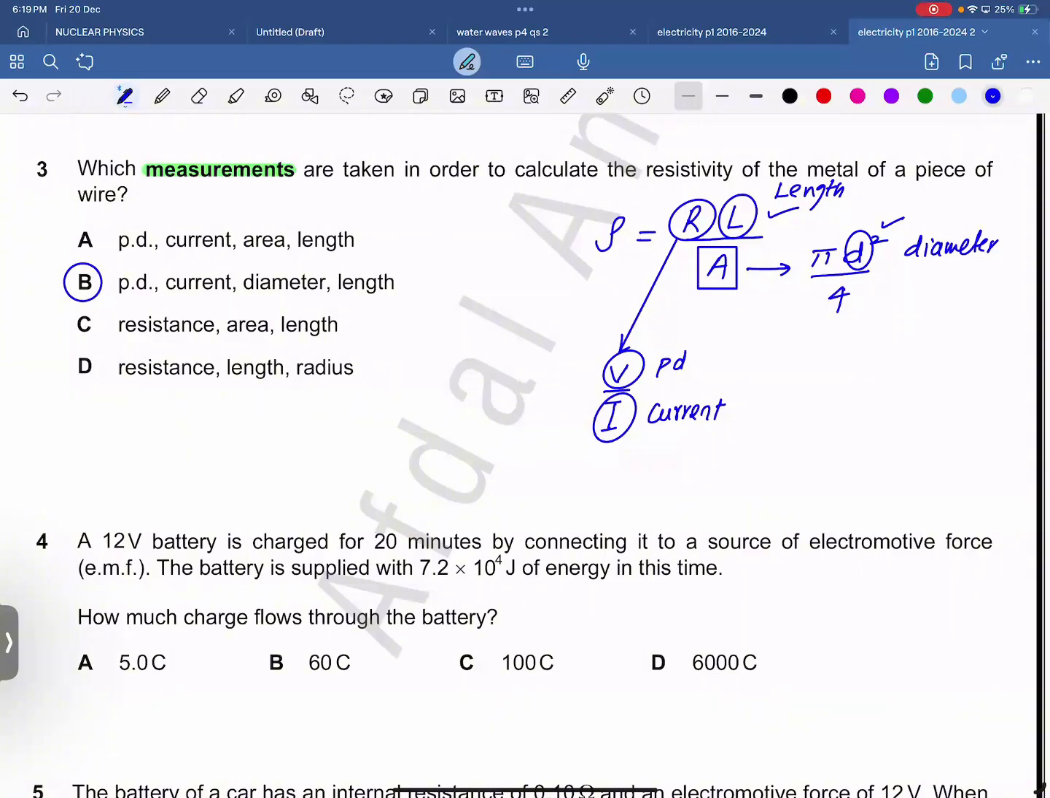Many students, they will choose directly option C, which looks like correct because rho is RAL actually, it's a wrong formula. It is R A over L. So length we need for area and for resistance. Okay. So resistivity is R A over L. Option is B, my dear students.